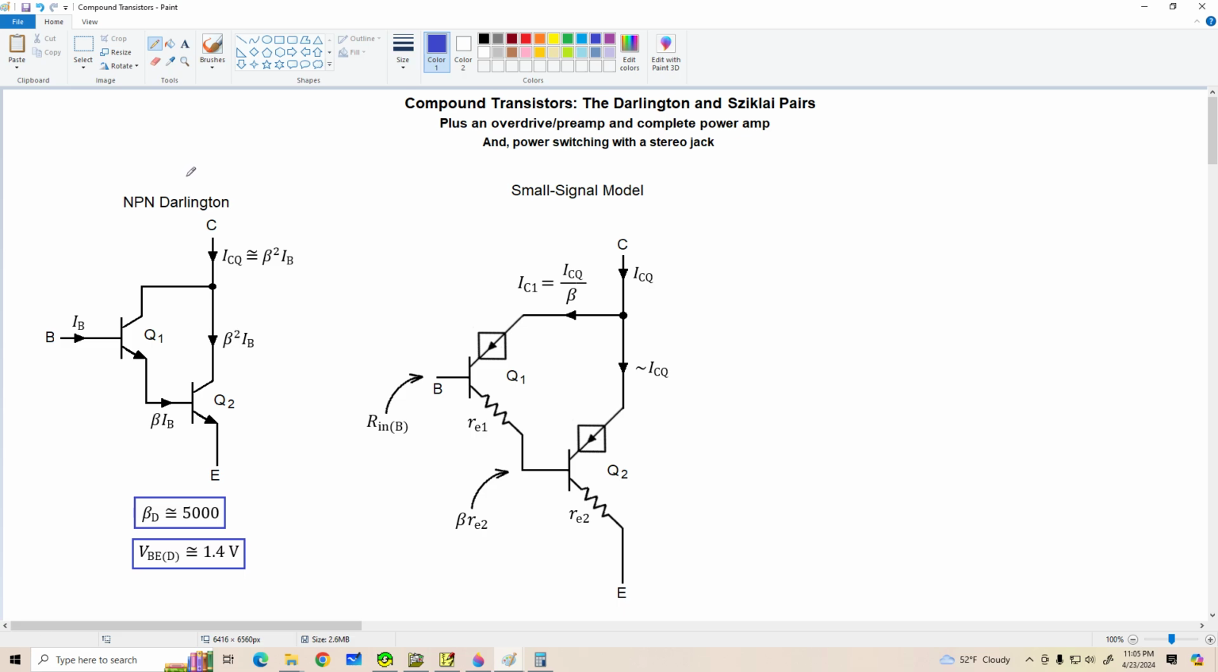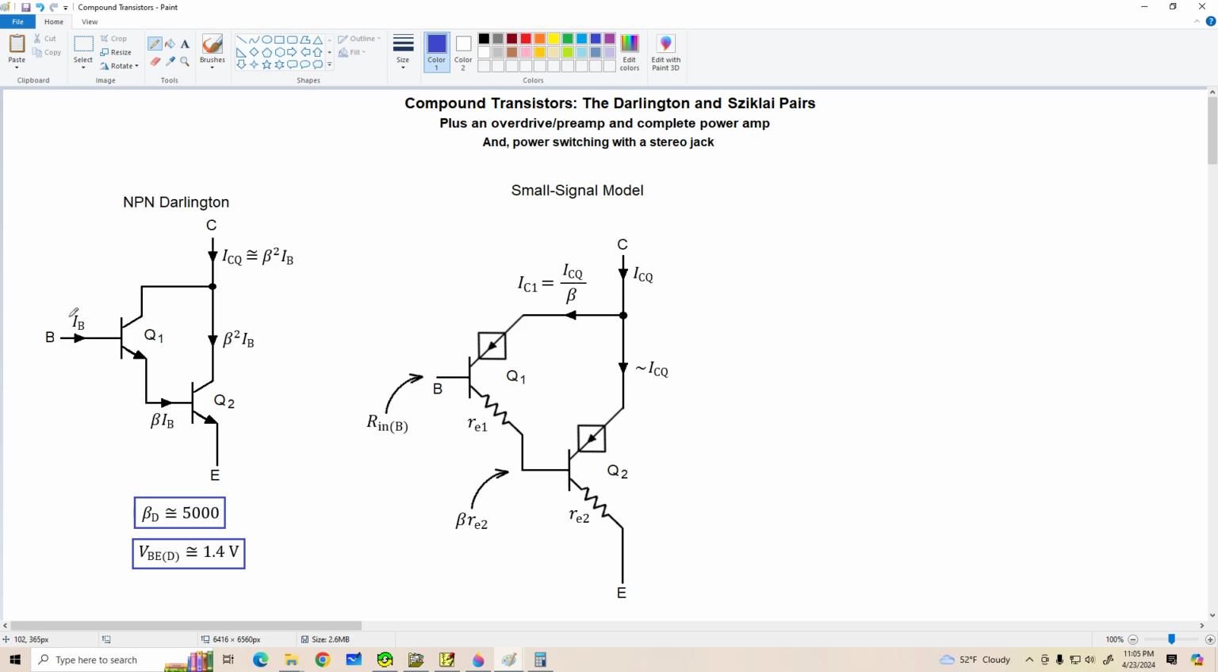Over here on the left side of the screen, we've got an NPN Darlington transistor. It's made by cascading two regular NPN transistors, as we have shown, but we treat it as a single three-terminal device with a collector, base, and emitter. All right, let's figure out what the overall beta of this transistor is.